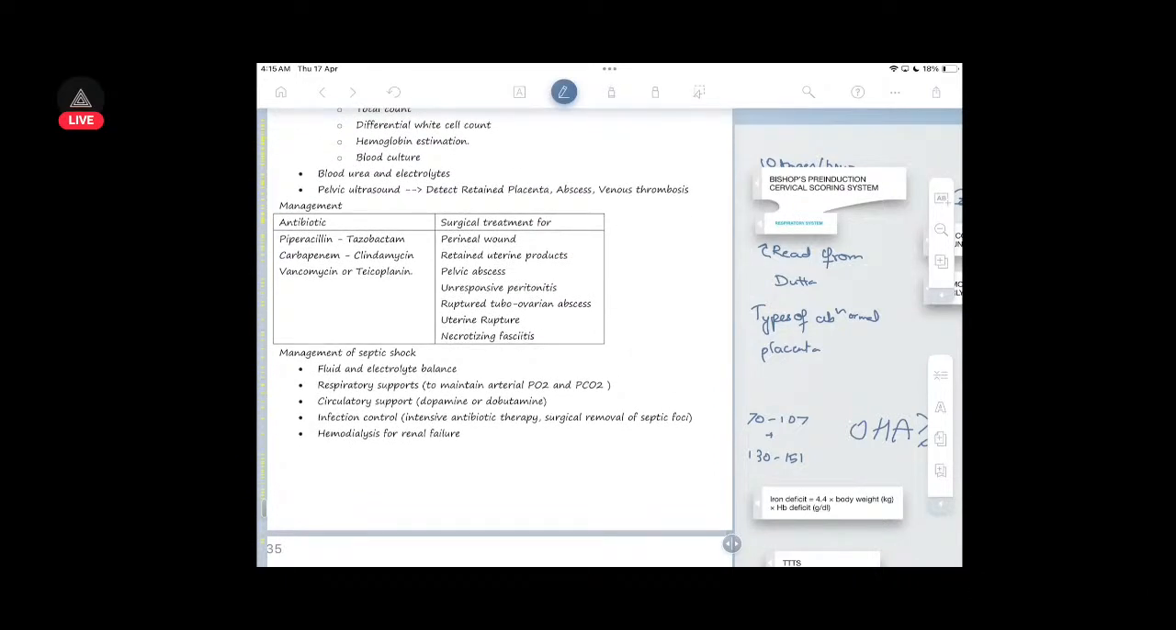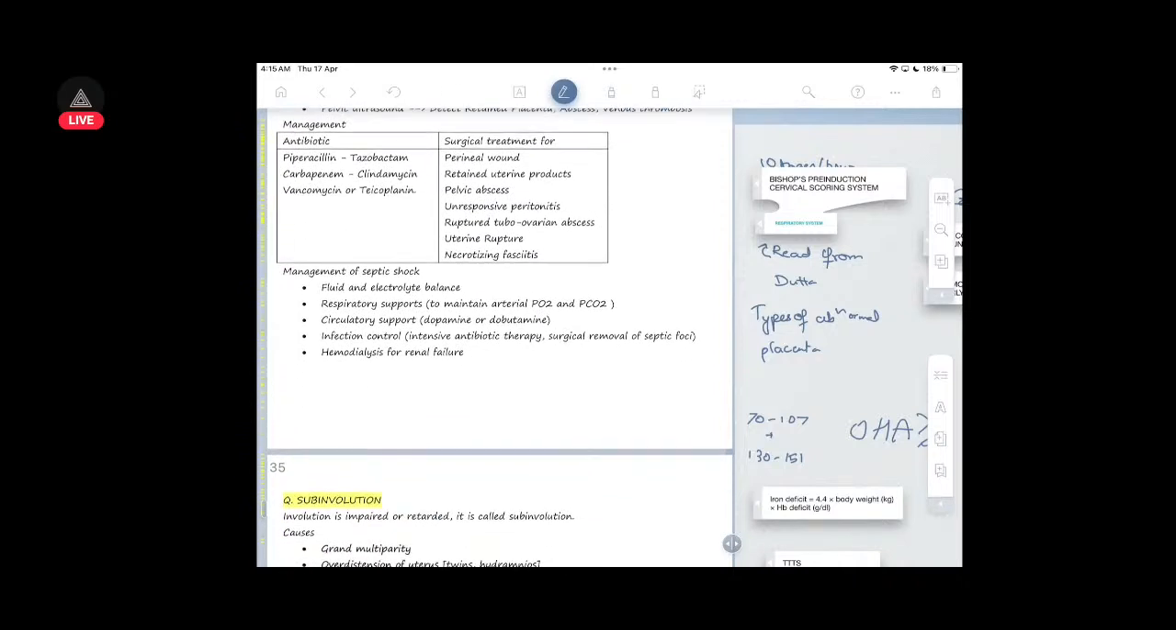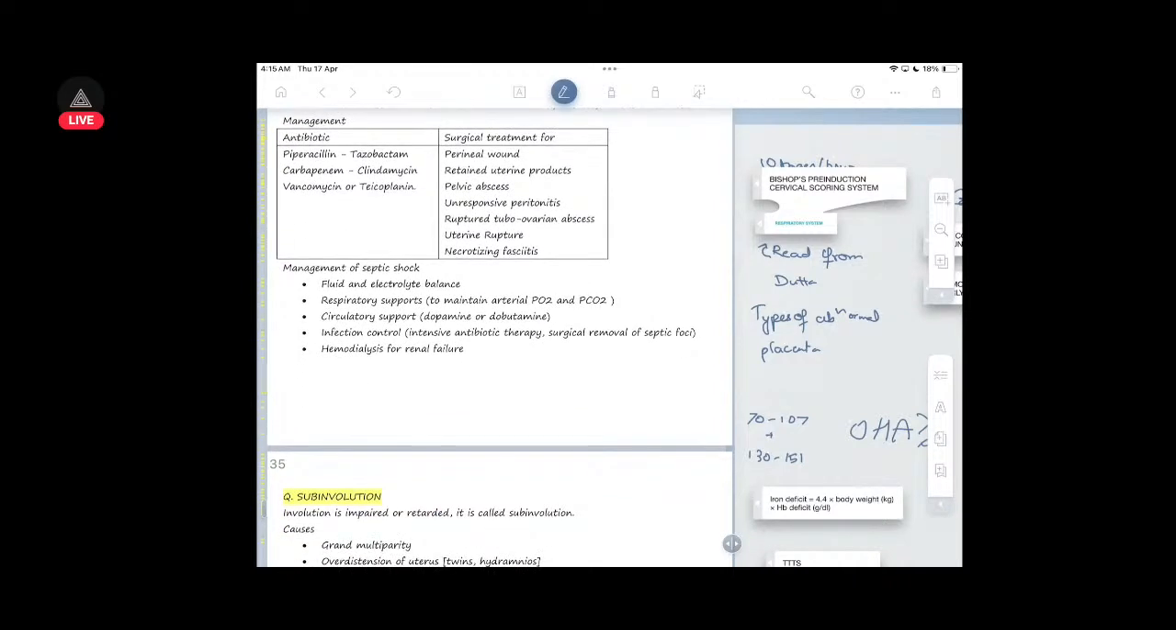Management is piperacillin, tazobactam, carbapenem, clindamycin, vancomycin, teicoplanin. Then surgical treatment for perineal wound, retained placental products, pelvic abscess, unresponsive peritonitis, rupture, thromboemboli. Okay. Management of septic shock: fluid and electrolyte balance, respiratory support to maintain the arterial PO2 and partial pressure of carbon dioxide, circulatory support with dopamine or dobutamine, infection control with intensive antibiotic therapy, surgical removal of septic foci, and hemodialysis for renal failure.